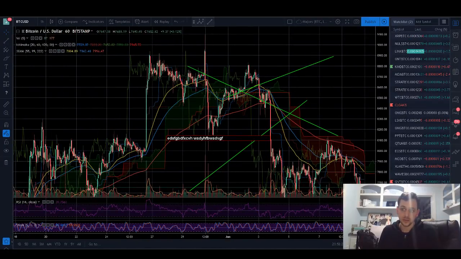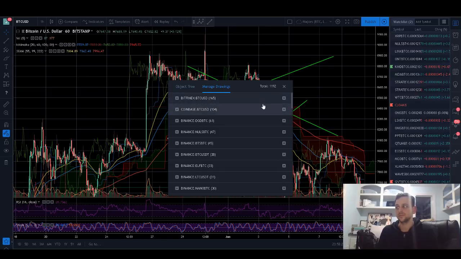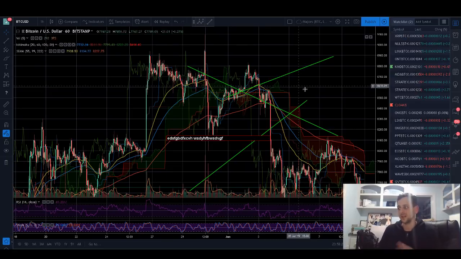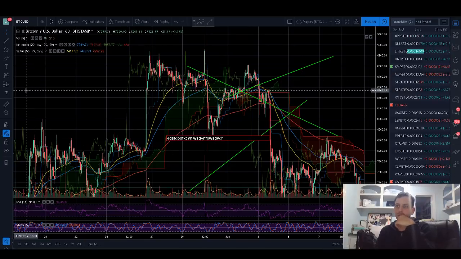There's also layers down here on the bottom left, and you can set up different layers where it shows all of your drawings, and then you can manage them, and you can add different ones to different layers. That's a lot more advanced, and I don't even really use that feature, but it might be something you want to play around with, and if you choose to, go for it.